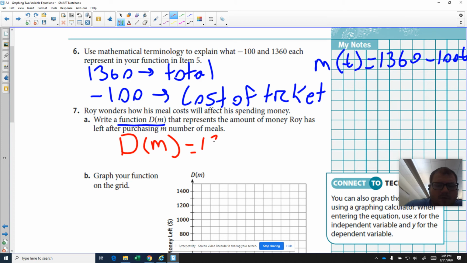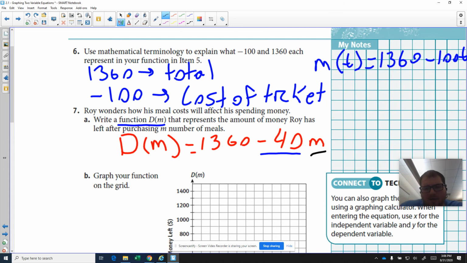We take our total, which was $1,360, and we subtract 40 times M. Okay? Notice how it's pretty much the same exact equation. The only difference is, number one, I'm dealing with meals, so it's $40 per meal. And number two, I just changed my variable. Instead of T to represent tickets, now I use an M to represent the meals.